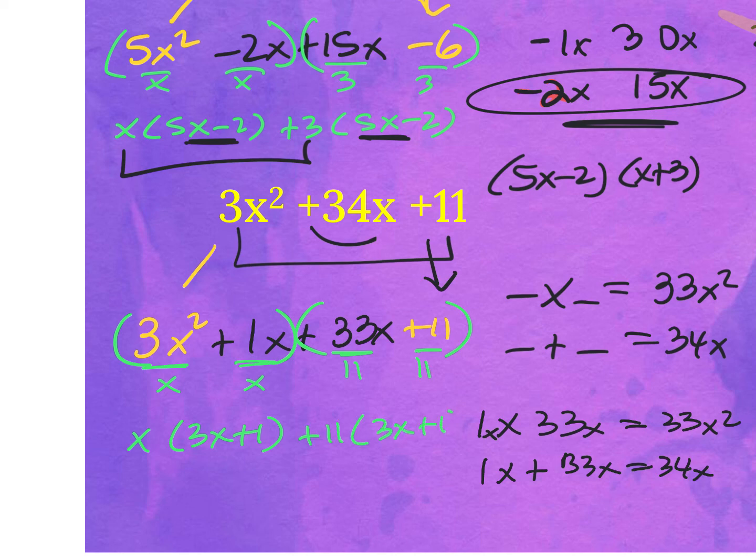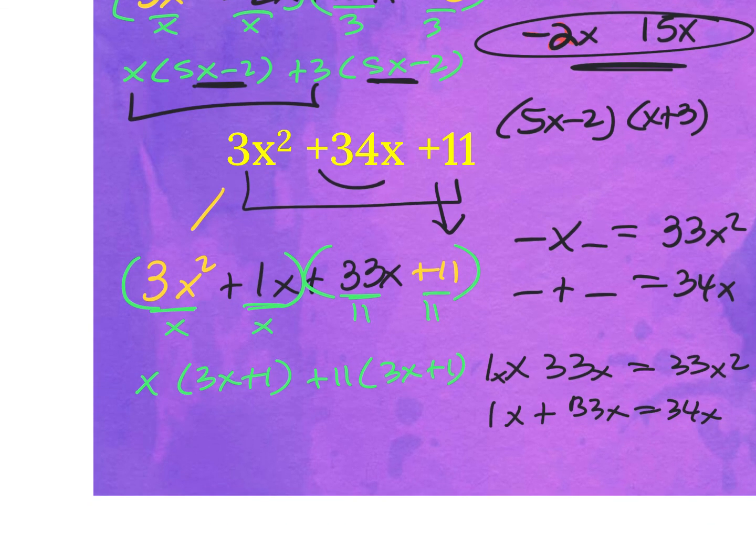And 3x plus 1. These now look the same. So write one of these. And then take the two GCFs. And they go together. And you're done.